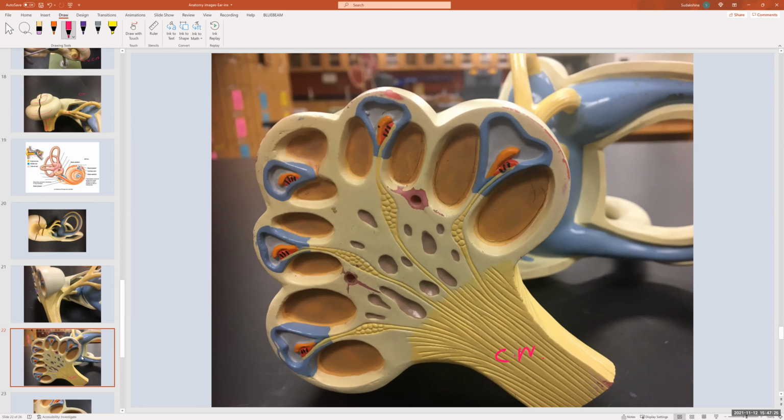Just like these tracks have to go around something, in our Magic Mountain ride the tracks are actually on a mountain. Here, these fluid-filled tracks are going around a bony part. That bony part here, refer to this as modiolus.